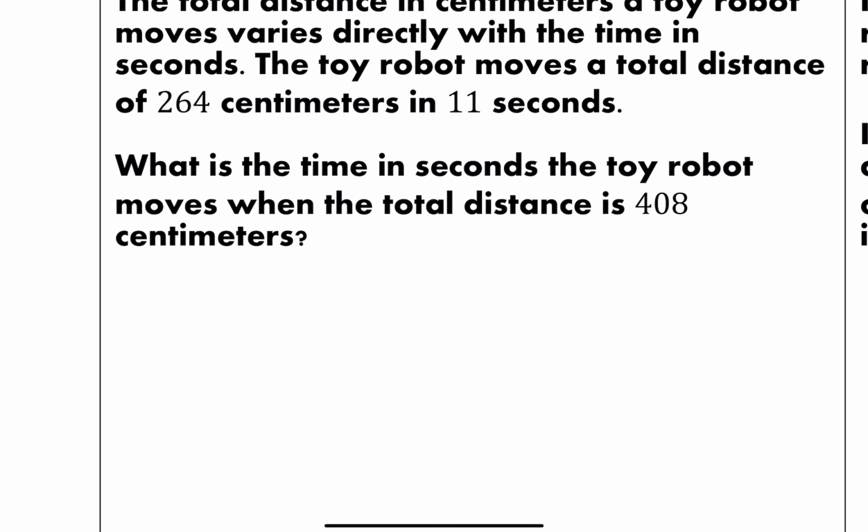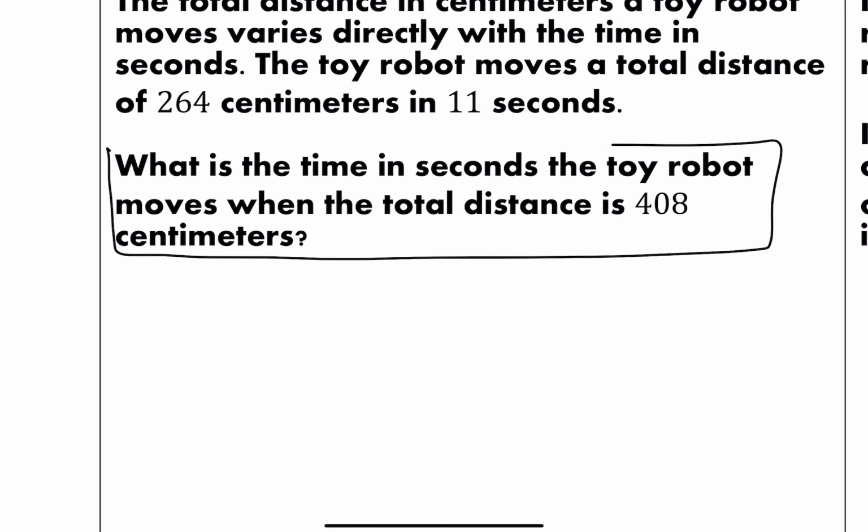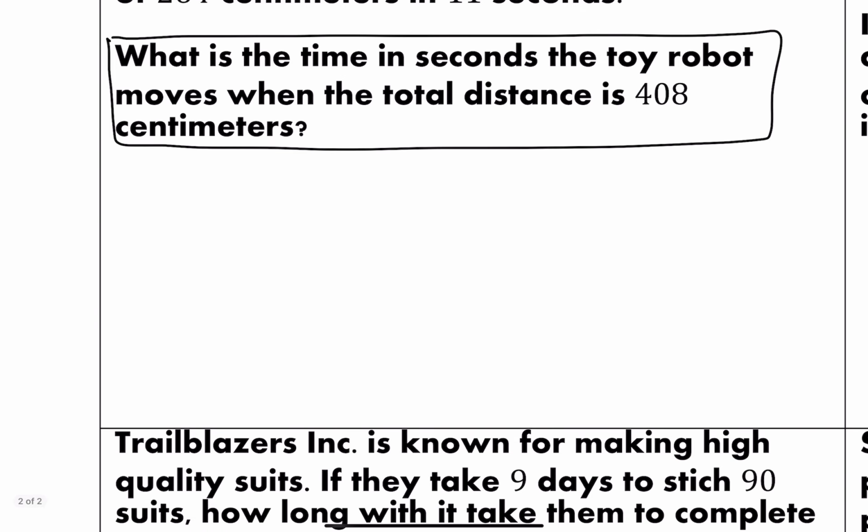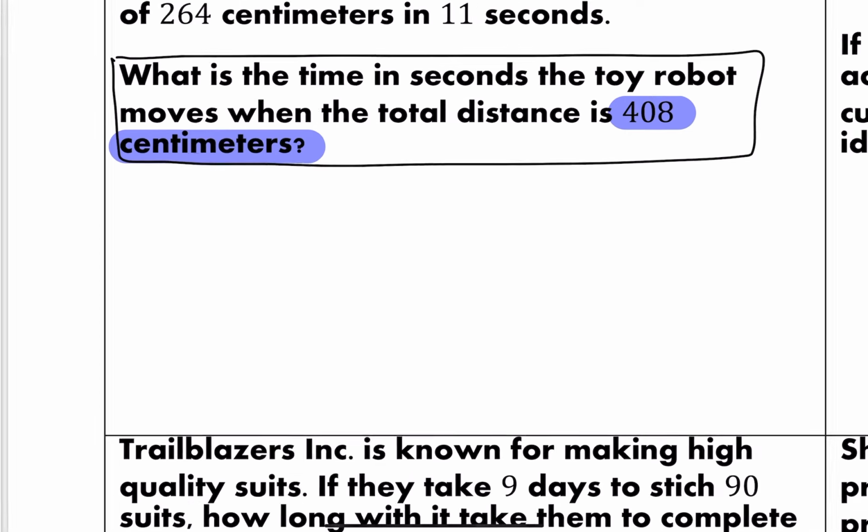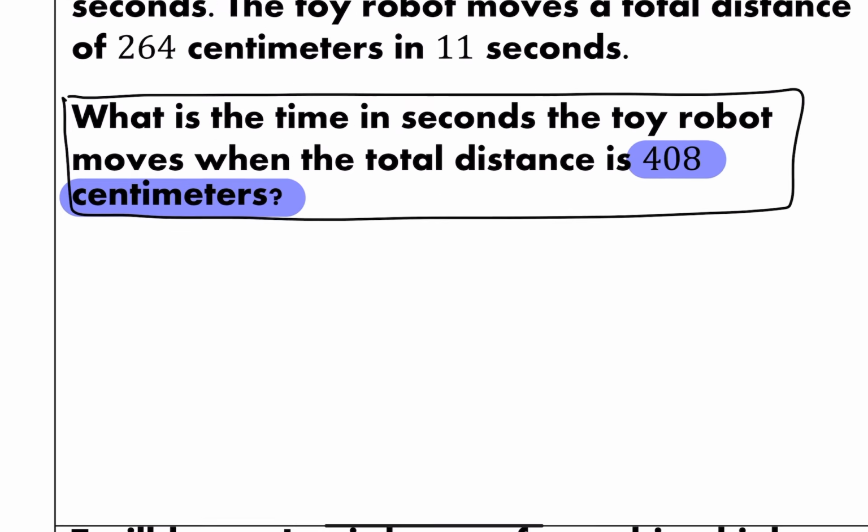Remember, on a word problem, I want you to go straight to the question, which is right here, and don't read the actual problem. Please just look for your first number. Your first number is 408 centimeters. Now, you are going to label your units. Again, that is step 1.